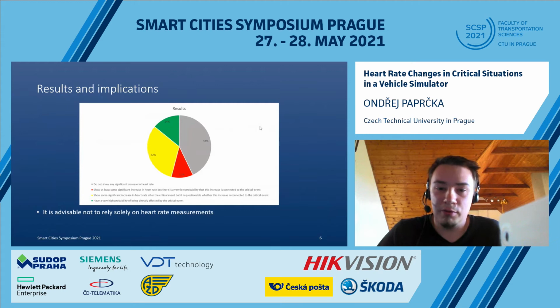Here we have the overall results. There are many more preliminary results, but since we have not much time, here are the overall results. Basically, 43% of the participants do not show any significant increase in heart rate, so they failed the first part. Then further, 11% of participants show at least some significant increase in heart rate, but the probability that it is connected to the critical event itself is very, very low, since they failed all of the secondary parameters.